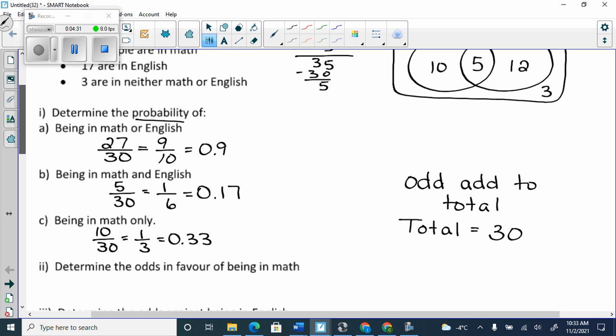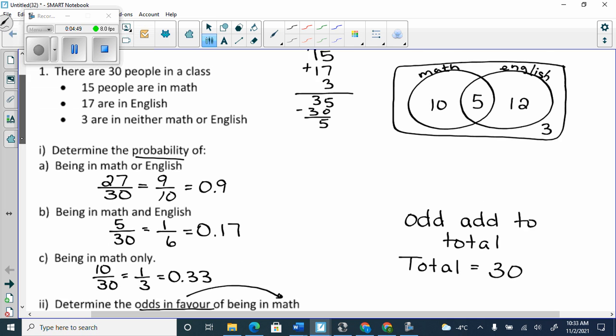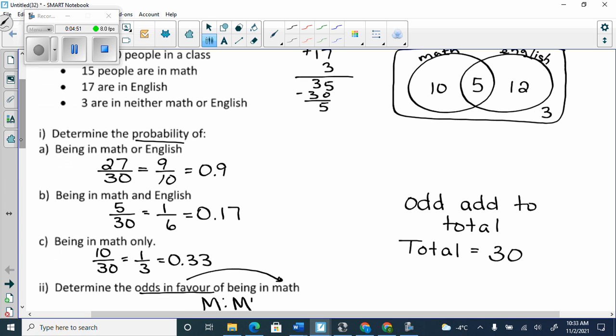We agree? Okay. So this one says odds in favor. Odds in favor means it comes first. Odds in favor of being in math. So math comes first. And what would come second? Not math. Okay. So we need to figure out how many are in math. Did it say math only? No, it said math. How many are in math? There's 15. We agree?